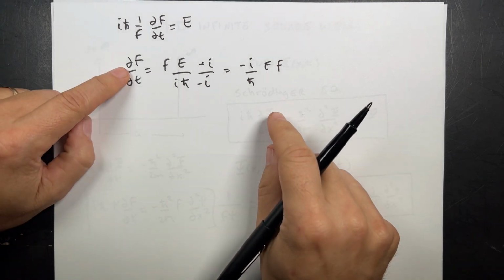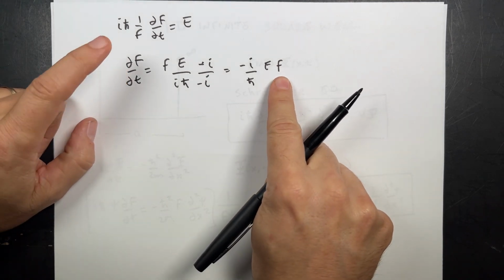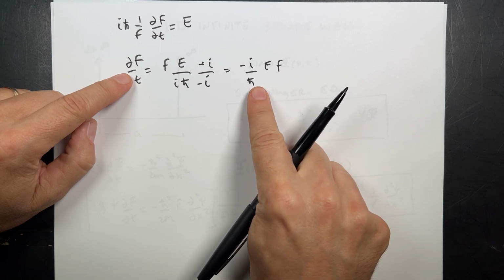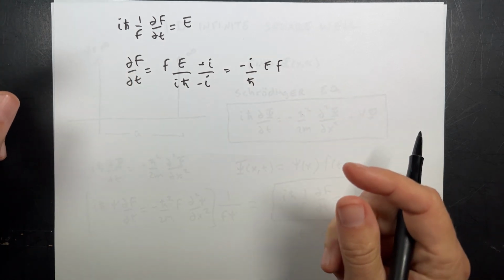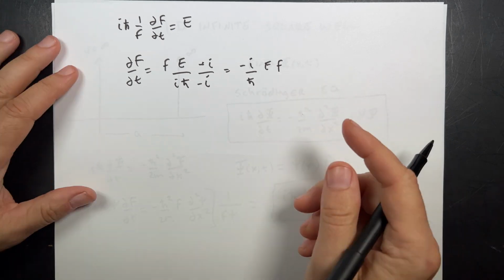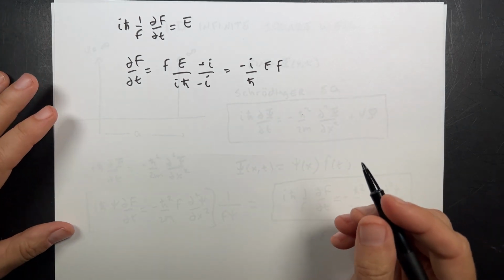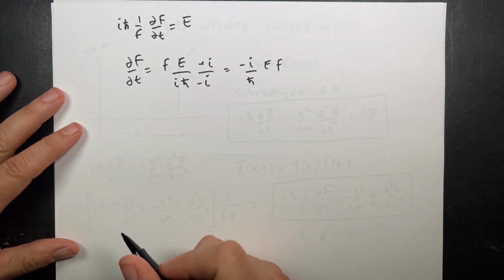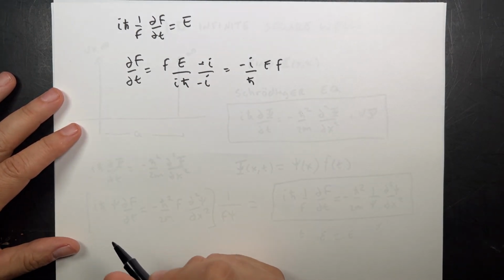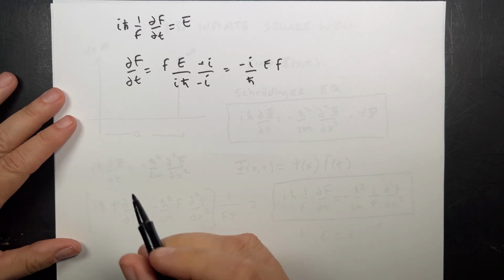So this says I have some function f. I take the partial with respect to time, and I get this constant times that. Well, what function, when you take the derivative of it, gives you this constant and the function back? One solution is that we can just guess this. And this is what we do in physics. We deal with differential equations that we can mostly just guess with.